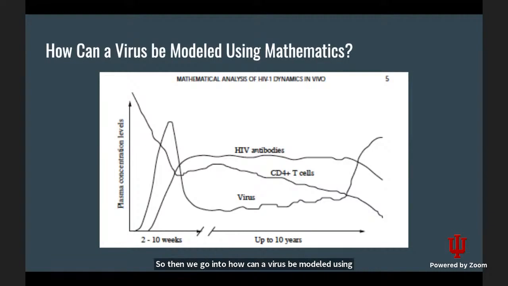Then we go into how a virus can be modeled using mathematics and differential equations. This was a chart for the uninfected and infected cells. At the end, around the 10 year mark, you can see the spike in the viral load. That's the onset of the AIDS syndrome.